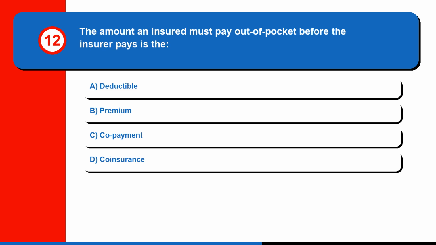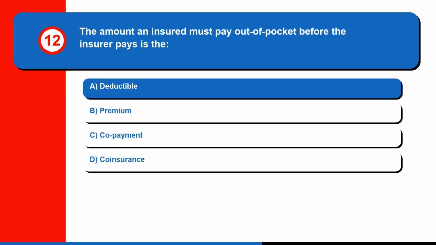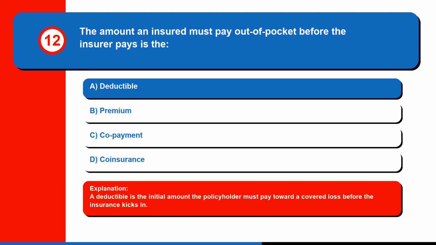Question 12. The amount an insured must pay out of pocket before the insurer pays is the A. Deductible, B. Premium, C. Copayment, or D. Coinsurance. The correct answer is A. Deductible. A deductible is the initial amount the policyholder must pay toward a covered loss before the insurance kicks in.